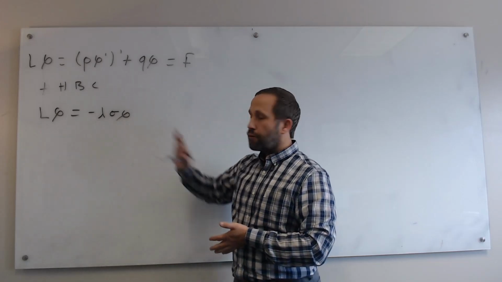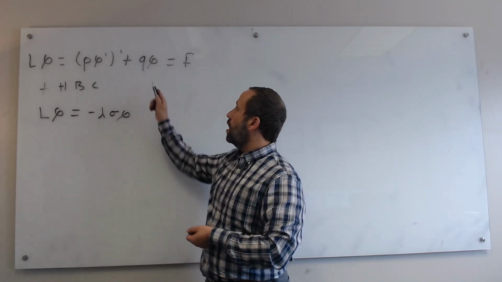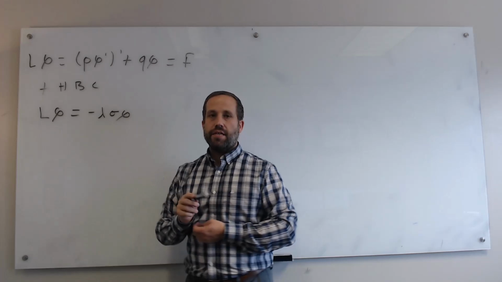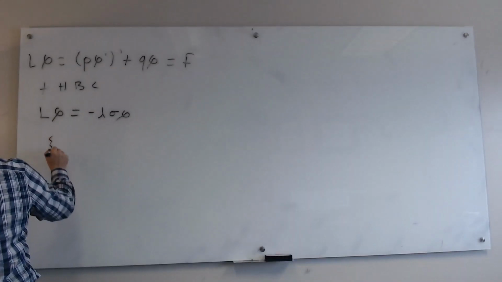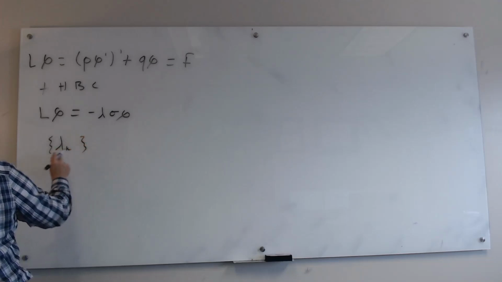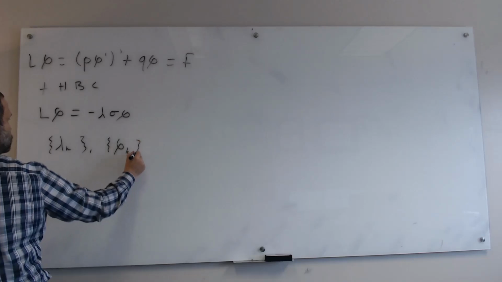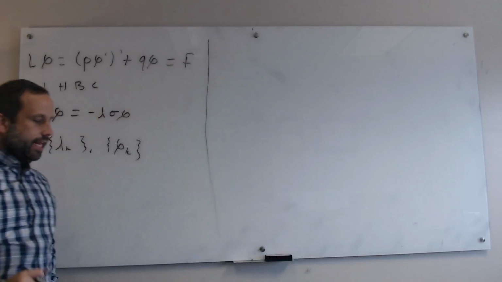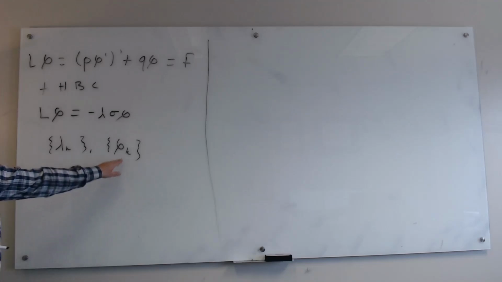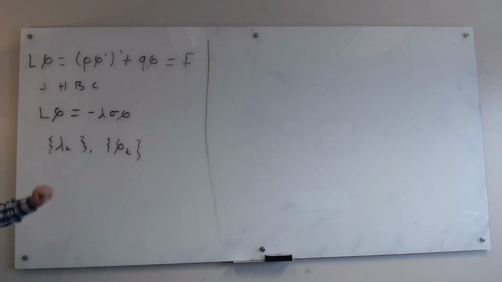But in principle, whatever sigma is, as long as sigma is continuous and positive, q is continuous, and p is continuous and positive, we're going to get a sequence of orthonormal eigenfunctions phi k, and the corresponding eigenvalues lambda k. And what we know is that any function can be written as a series of these phi k's, including our solution.